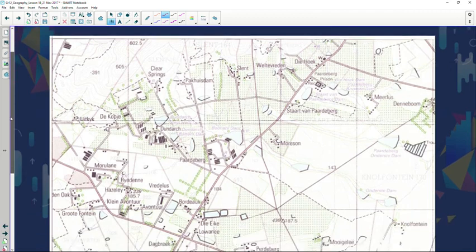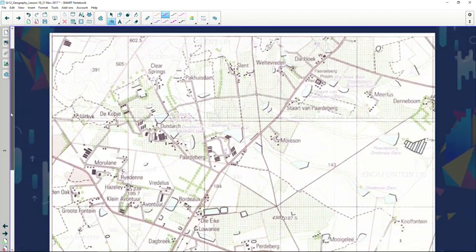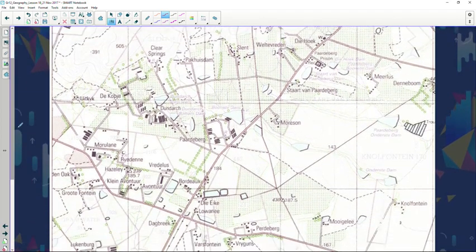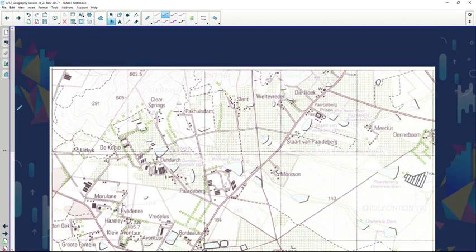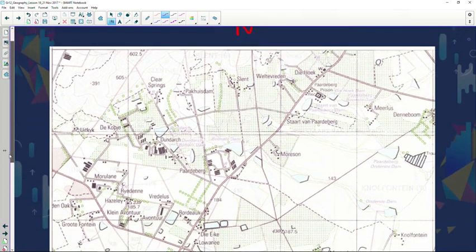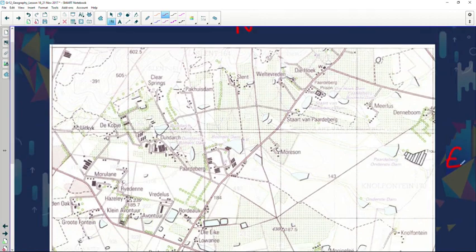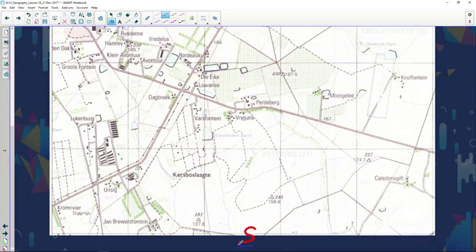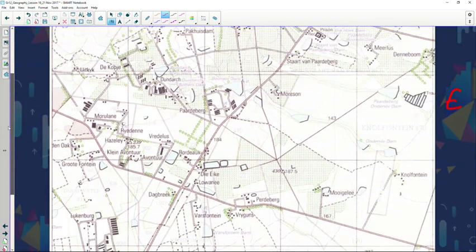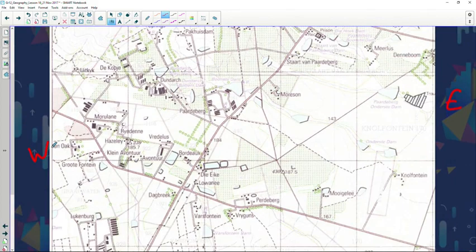Now, what we have here is an insert of a map. We've just looked at direction. Obviously, when we discuss direction, it doesn't matter which map we use, and it doesn't matter if we use an insert of a map, north will always be on top of your map. So east will be situated over there, south on the bottom of your map, and west situated over there.